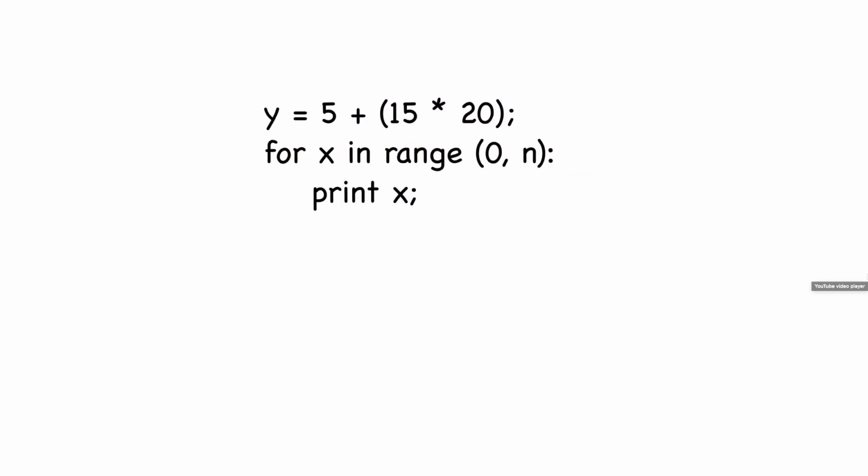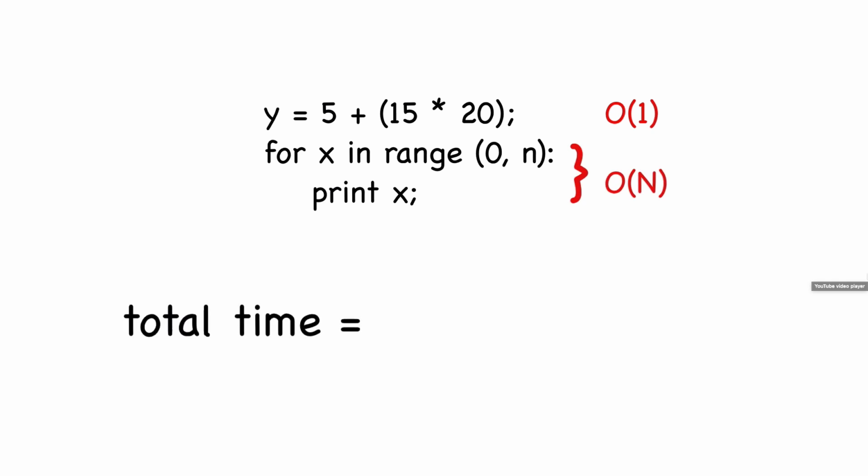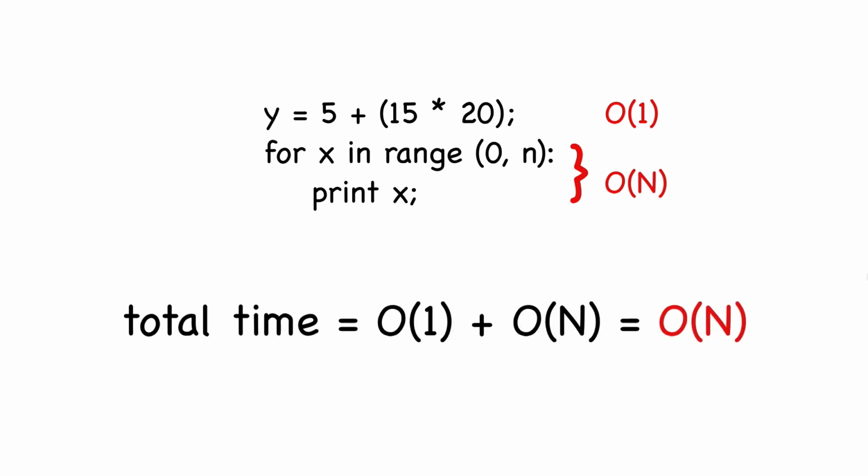Here's another sequence. First line we know, again, is big O of 1, and the for loop is big O of n. The total time is the summation of these two, but remember we drop low order terms. When n gets large, the time it takes to compute y is meaningless, as the for loop dominates.